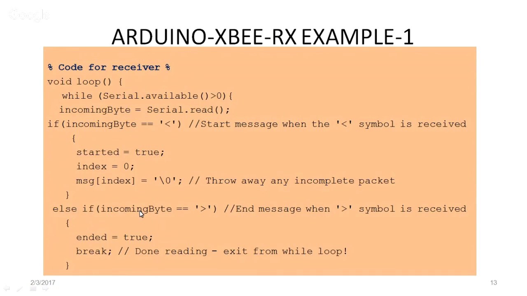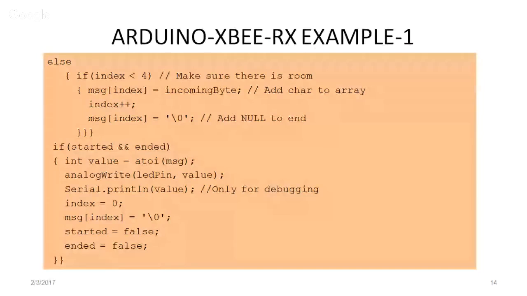After that, it will start putting your values in your index. After that, if there is an incoming byte with this symbol, then it means that the data has ended. So between these two symbols, we can store our data. This loop will break whenever we get this end symbol. This is the main logic. We get the incoming bytes in our message array, message 0, 1, and 2.